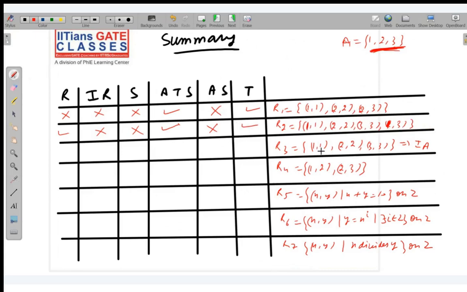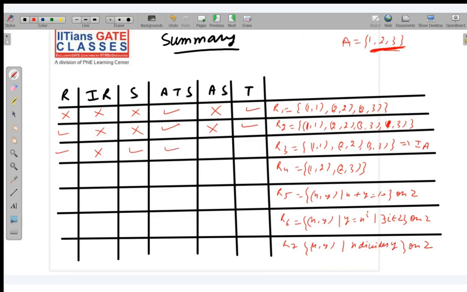Okay, next 1 1, 2 2, 3 3. This is the identity relation. The best part of the identity relation is that it is always reflexive. It is never irreflexive. Why? Because 1 1, 2 2, 3 3 are all there, but there should be no self loop. And what about symmetric? Yes, self loops will not create a problem.